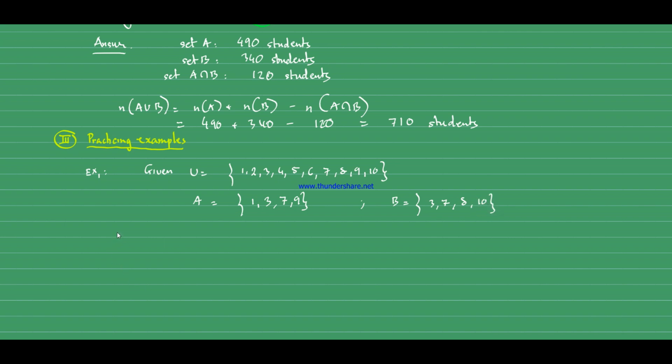So the question is, find (A union B) complement, and A complement intersect B complement. Let's see how we're gonna do this one.